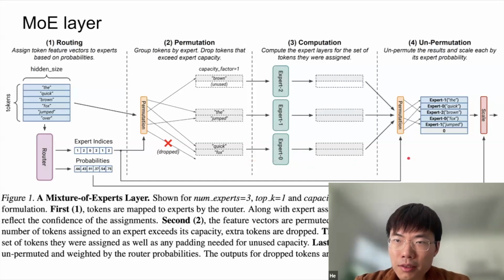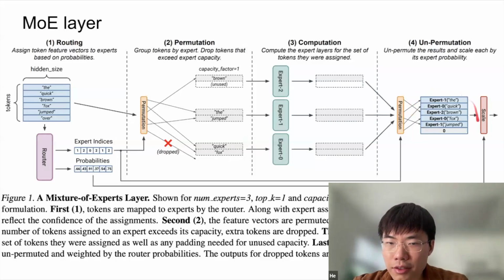The final step is unpermutation. So on unpermutation, you need to assign them back to where they are. Basically, if you have more than one expert for a token, you also need to do a weighted average of all of the outputs together to get the final results.